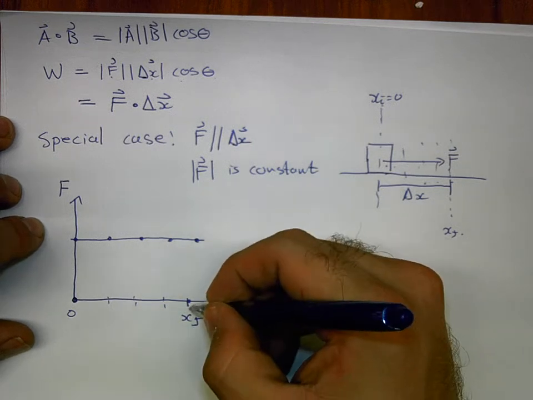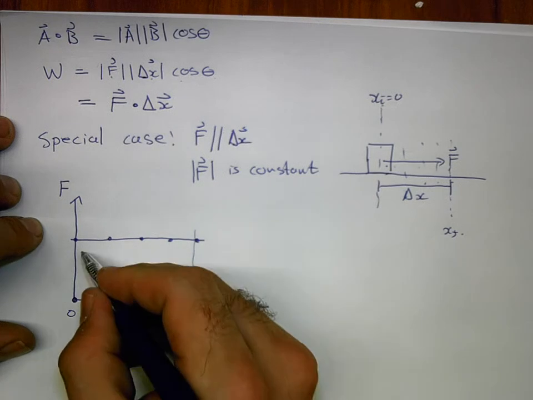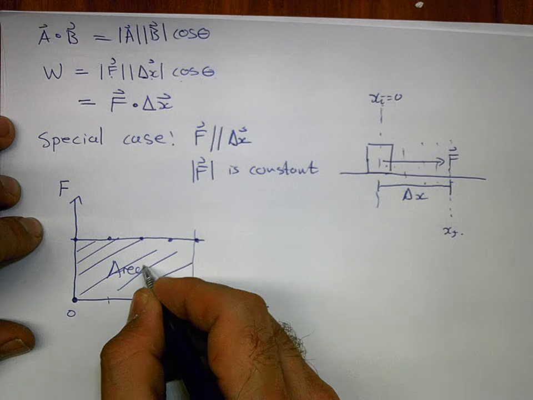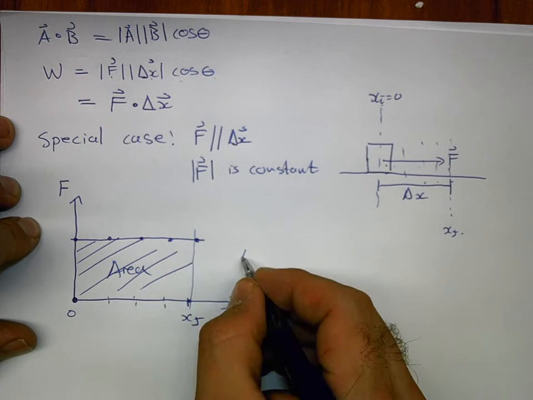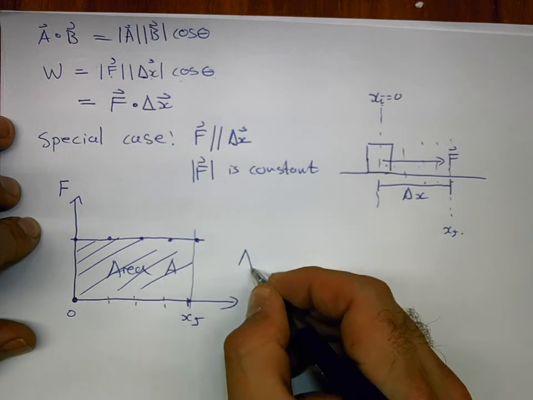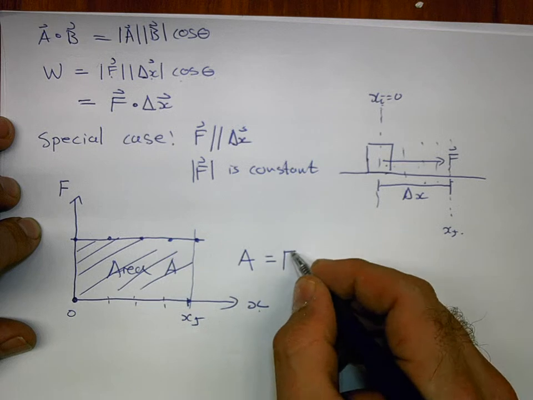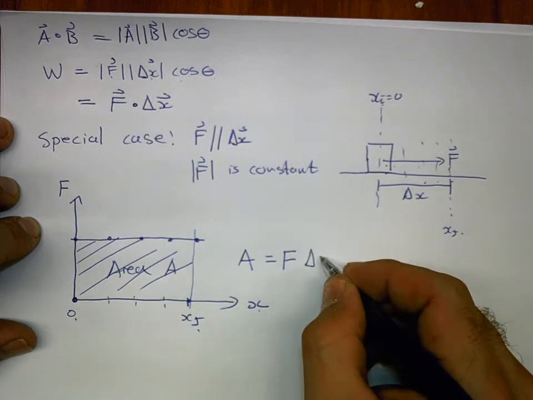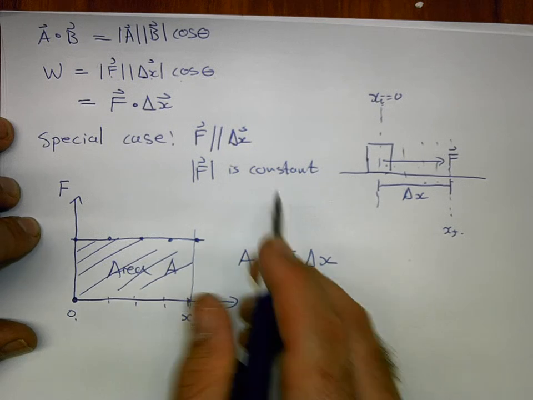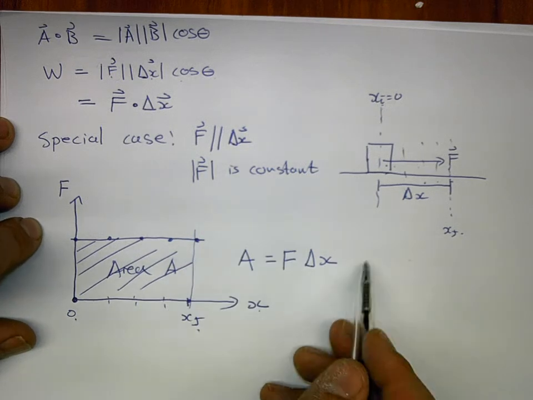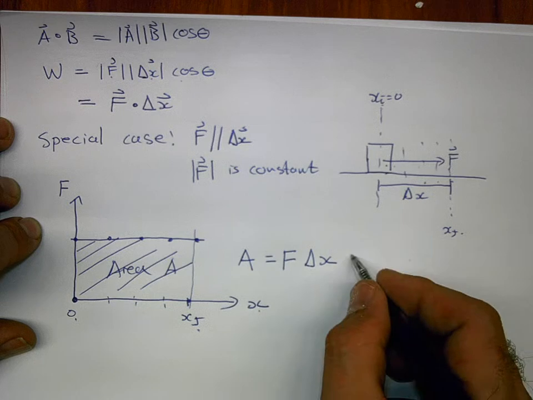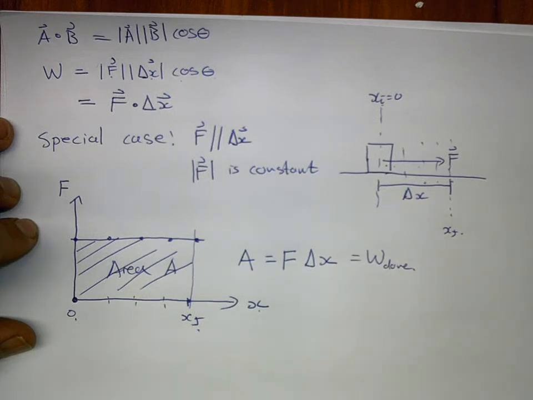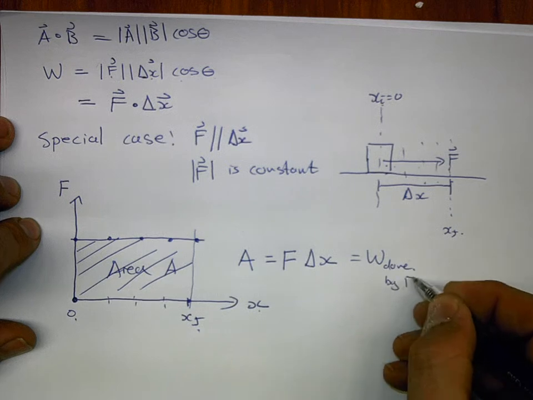And let's have a look at what's given by the area under this curve. So what's given by this area? Yeah, just the work. This area, let's call this area A. So this area is just equal to the magnitude of the force times the change in position, which in this case is the displacement. We said the force is parallel to the displacement, so we don't have to worry about cosines and things like that. And this is just equal to the work done by this force F.